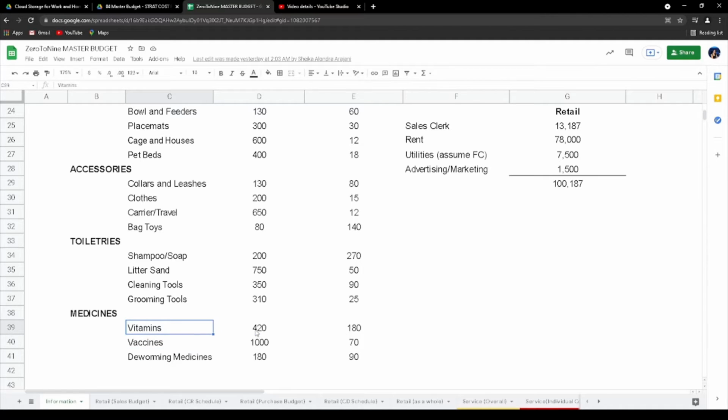First is the vitamins with 420 as the selling price and 180 as the monthly number of units sold. And second is the vaccines with 1,000 as the selling price and 70 as the monthly number of units sold. And lastly, for the products, we have here the deworming medicines, which have a selling price of 180 and 90 as the number of units sold.